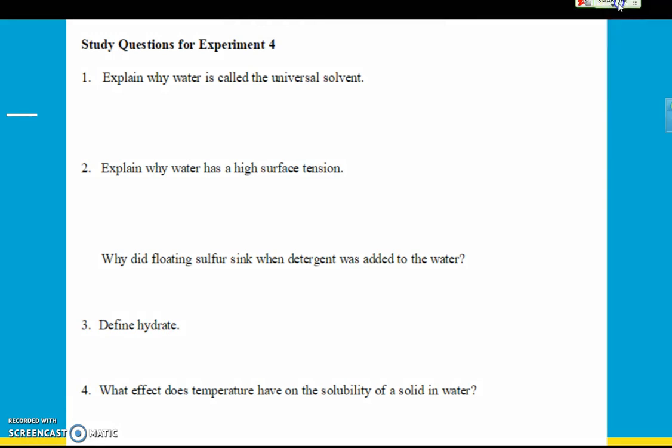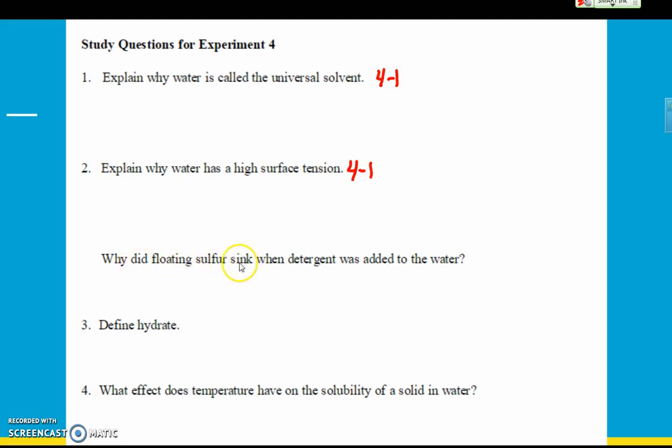I'm going to give you just a few hints on these questions. A lot of you got these first ones answered already. Why is water called the universal solvent? It was on page 4-1 of your experiment. A lot of these questions are answered in the introduction, so it's always a good idea to go back there. Also 4-1 for surface tension.